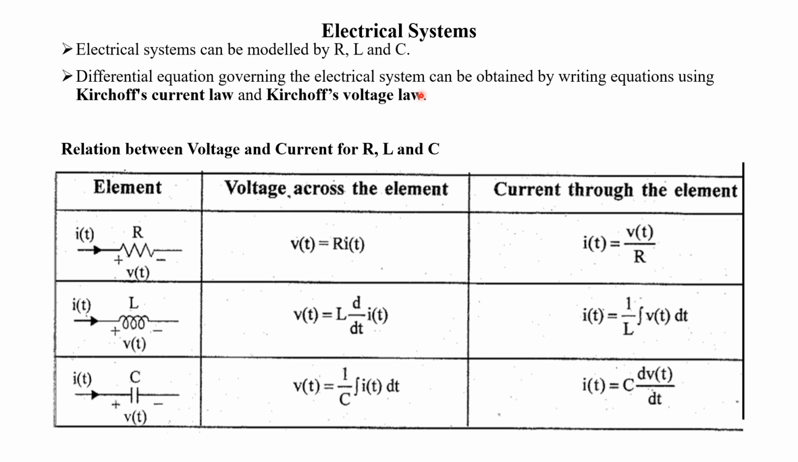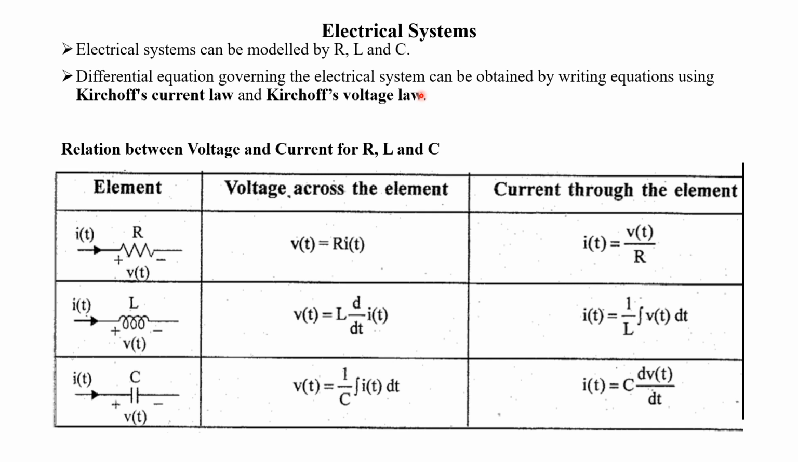To find the differential equation governing the electrical system, we have to write the equation using Kirchhoff's current law as well as Kirchhoff's voltage law. After writing the differential equation, to find the transfer function of the electrical system, we have to take the Laplace transform with zero initial conditions. First of all, we are going to see the relation between the resistor R, inductor L as well as the capacitor C.